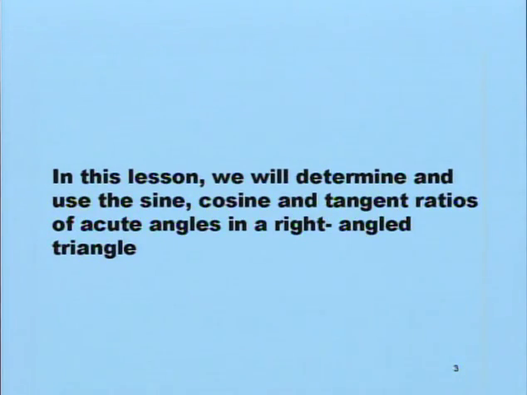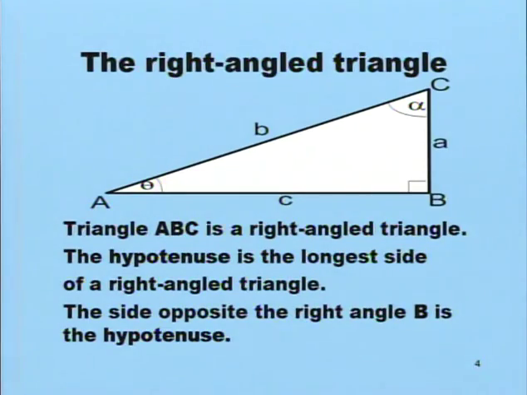In this lesson, we will determine and use the sine, cosine, and tangent ratios of acute angles in a right-angled triangle. The right-angled triangle. The picture is showing the right angle at B.